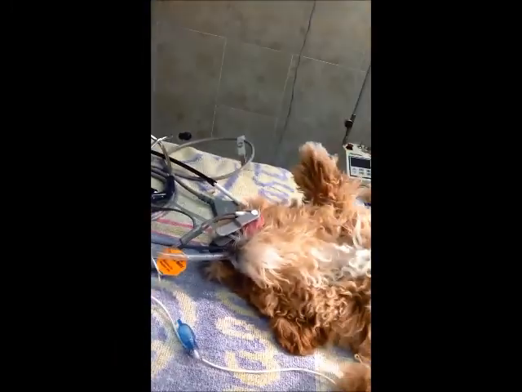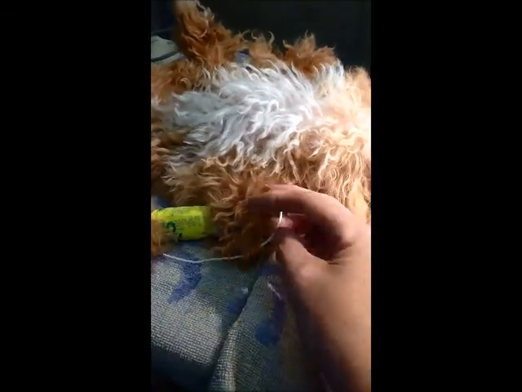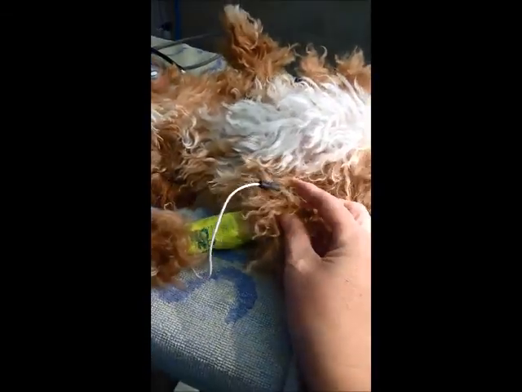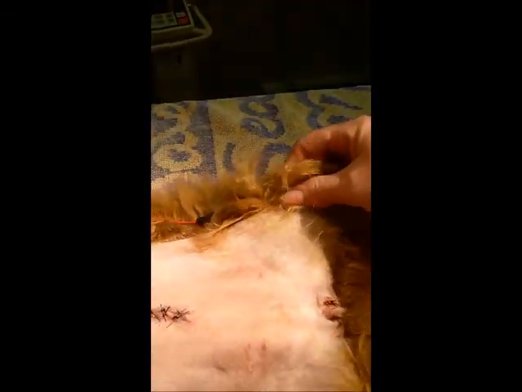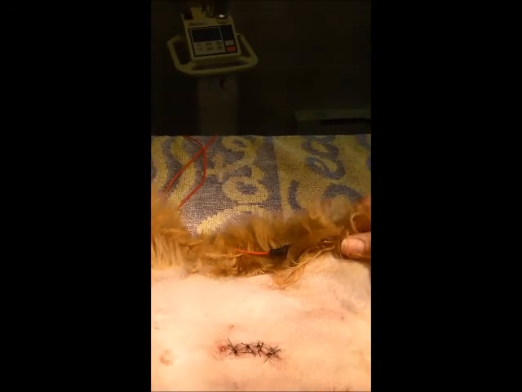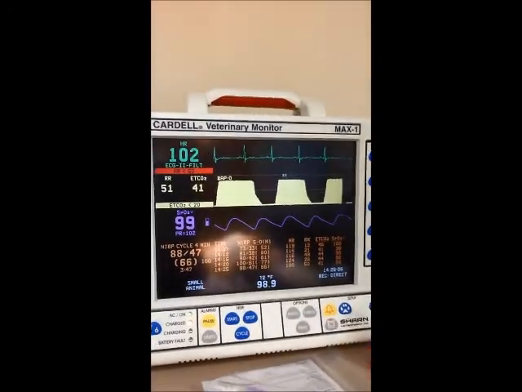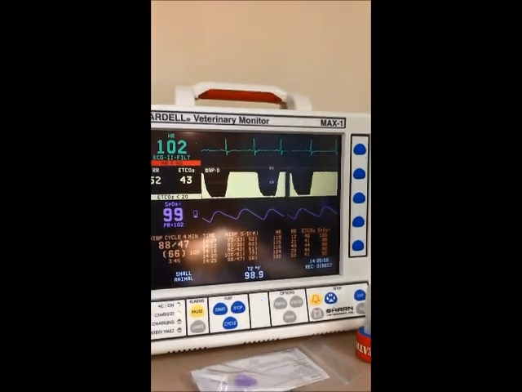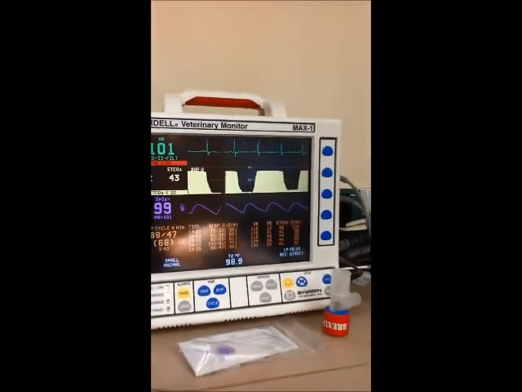Okay, so this is Luna, and she is hooked up to her EKG leads. The white one goes on the right arm, the black one is attached to her left arm, and the red one is attached to her left hind, sorry. And that is her EKG up there, which is great. It's very strong, steady, even beats.